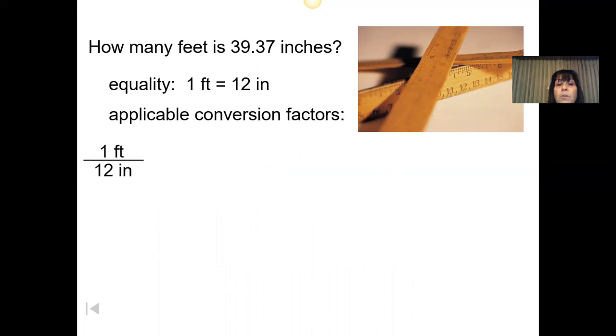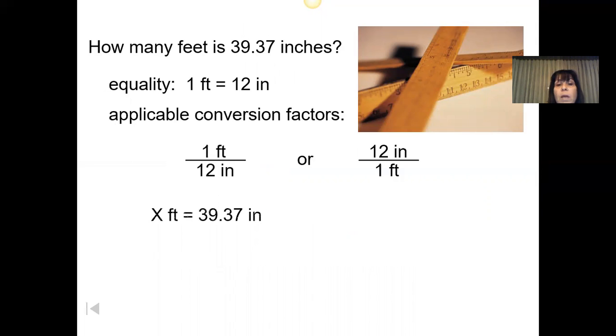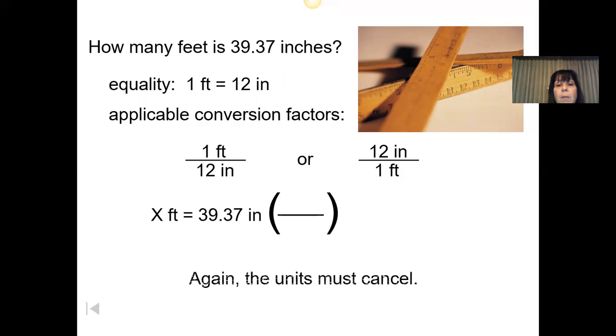Again, I have two different factors that I can start with: either the feet in the numerator and the inches in the denominator, or the inches in the numerator and the feet in the denominator. Since I'm starting with inches, I would like the inches to cancel out. So I will pick the one that has the inches in the denominator, which is the first one. And so the 1 foot over 12 inches will go in. The inches will cancel out.